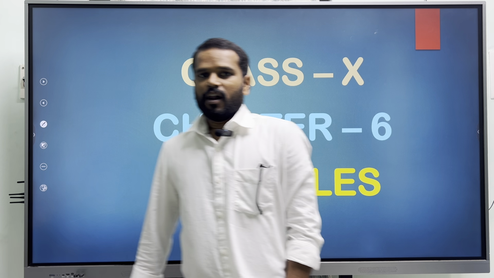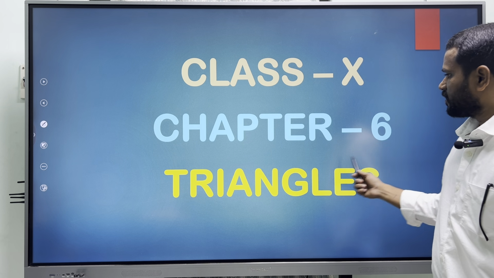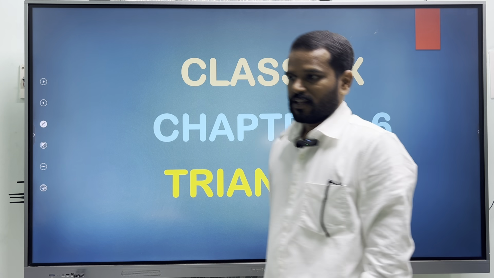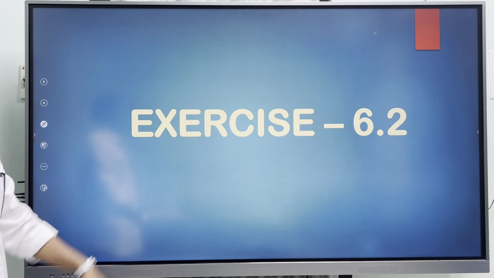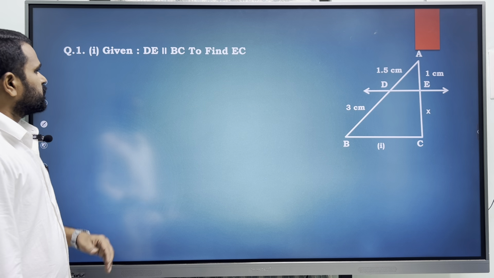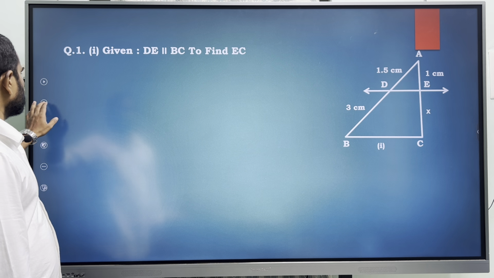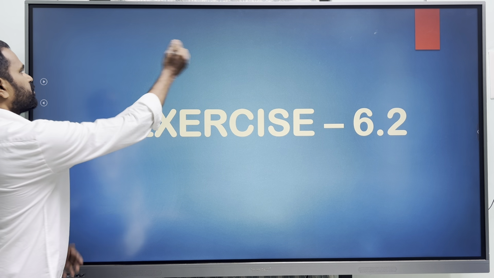Today, I'll be doing the problems from Class 10, Chapter 6, Triangles. Okay, in this exercise 6.2 we will be doing. See here, this particular exercise will be completely depending on the basic proportionality theorem.